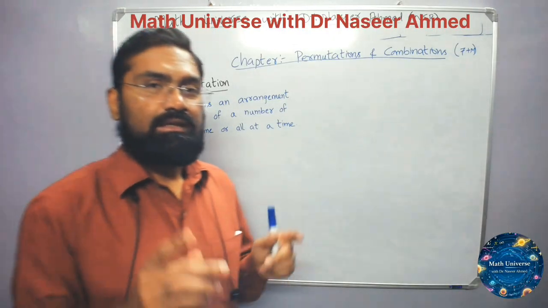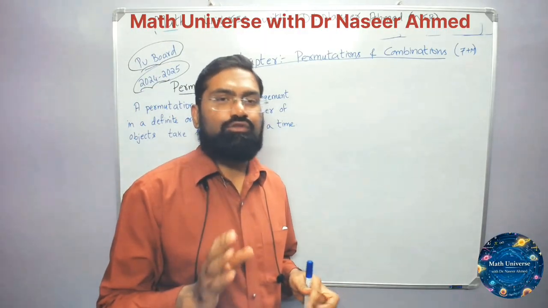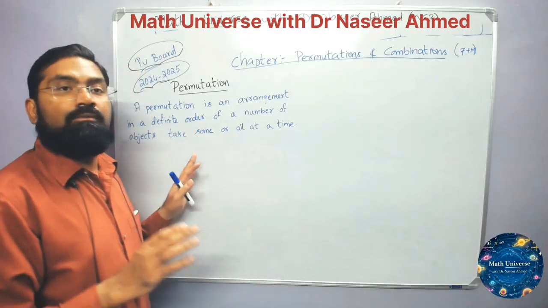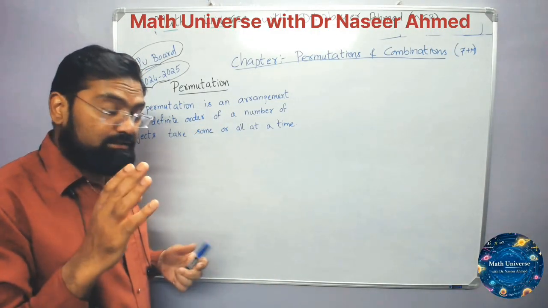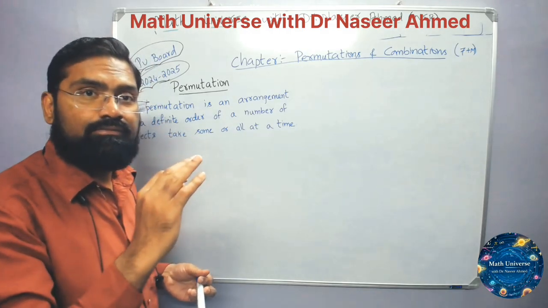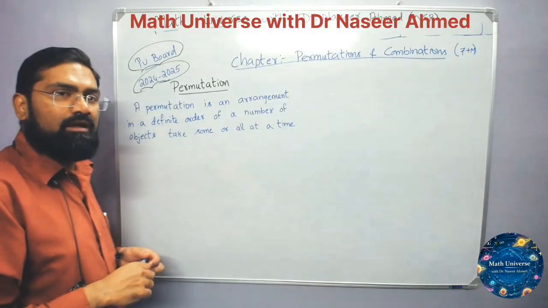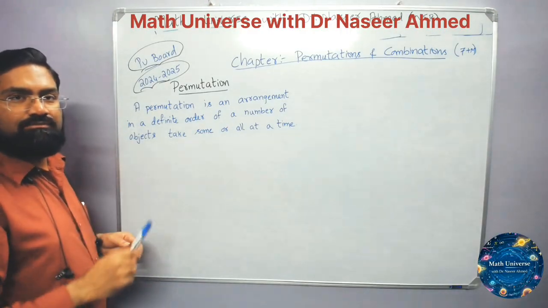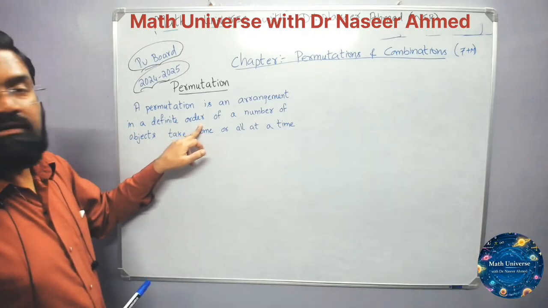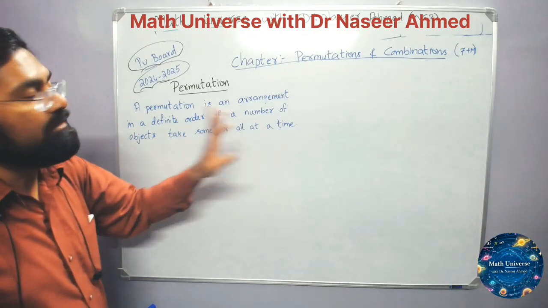Dear students, having understood the concept of factorial notation, now let us move on to the definition of permutation. As I said, concept clearance is very important. You should have a very crystal clear clarity about the concept. Permutation is an arrangement in a definite order of a number of objects taken some or all at a time.